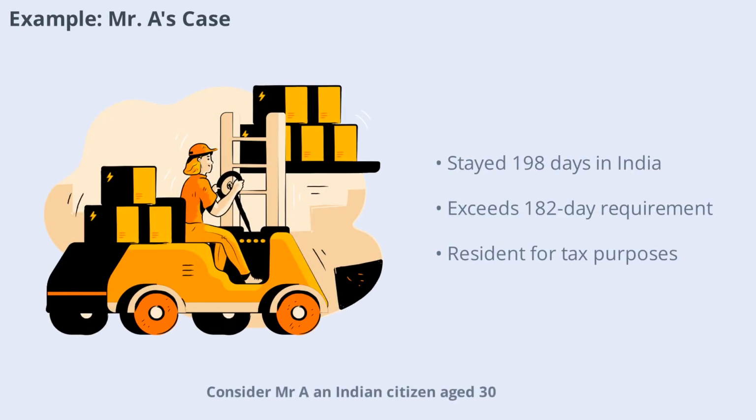Consider Mr. A, an Indian citizen aged 30, who leaves India for the first time on October 15, 2017. To determine his residential status for assessment year 2018-19, we calculate his stay in India during the previous year 2017-18. From April 1 to October 15, he stayed for 198 days, which is more than the required 182 days. Therefore, Mr. A qualifies as a resident for tax purposes for that year.